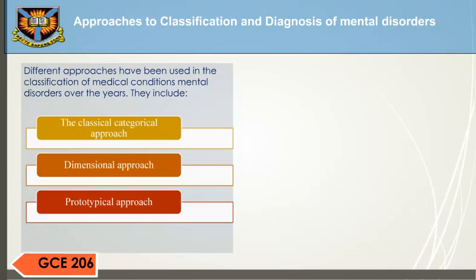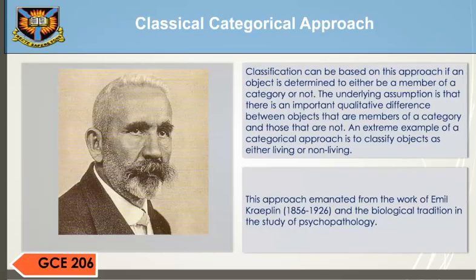Different approaches have been used in the classification of medical conditions under mental disorders over the years. They include the classical categorical approach, dimensional approach, and prototypical approach.